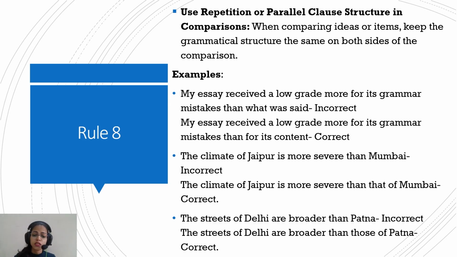Okay. The streets of Delhi are broader than Patna. So here the streets of Delhi are being compared to the streets of Patna. So when the comparison part is written, it should show that the streets of both places are being compared, not the streets of Delhi and Patna, the city. So the streets of Delhi are broader than those of Patna. When we say "those of," that means "than streets of," because we have used the word streets in the starting itself. Okay, I hope it's clear.